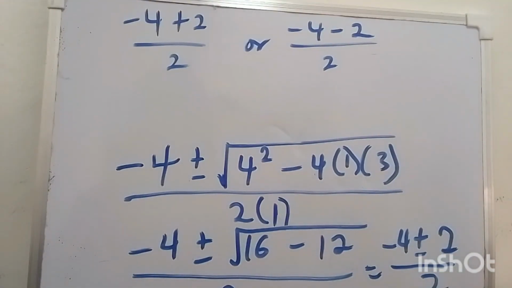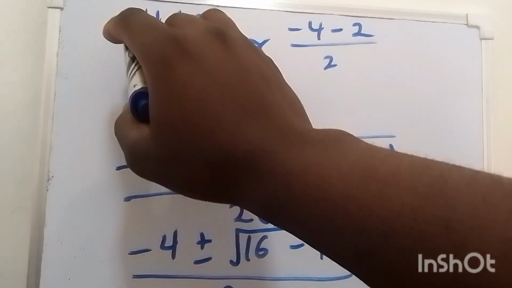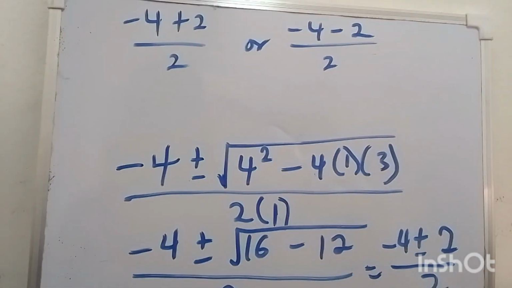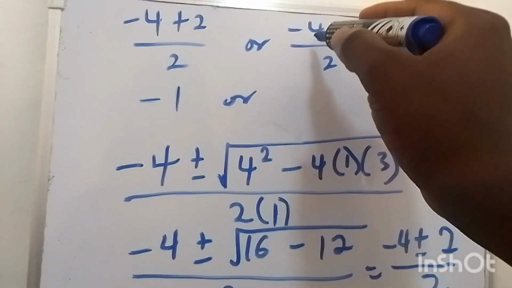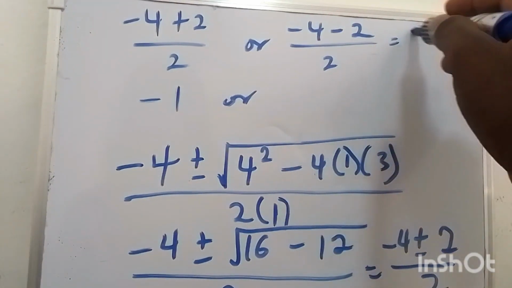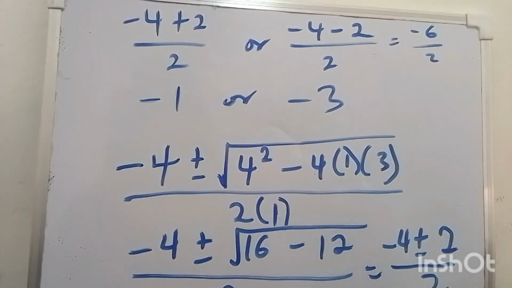So you can see that we are going to have the solution here. Negative 4 plus 2, yes, that is negative 2. Divided by 2 gives us negative 1. Or negative 4 minus 2 is negative 6. Divided by 2 gives us negative 3. Alright, so this is the solution using the quadratic formula.